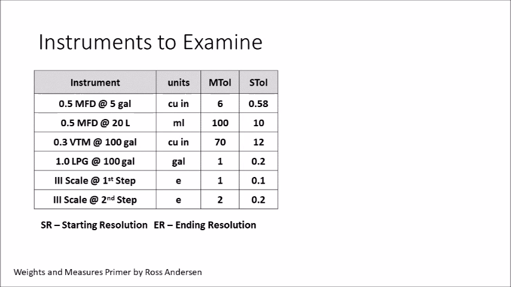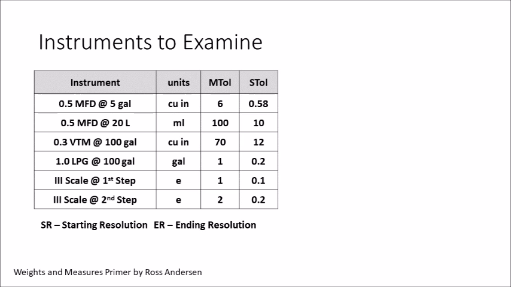Here's a group of instruments I intend to examine with our Monte Carlo model. You'll see there are motor fuel dispensers in gallons and liters, VTM, an LPG meter, and a class 3 scale at the first and second tolerance step. I've also provided some additional information, particularly the units, because the instrument scale and the verification scale are not always in the same units, and the simulator has to all be in one set of units.